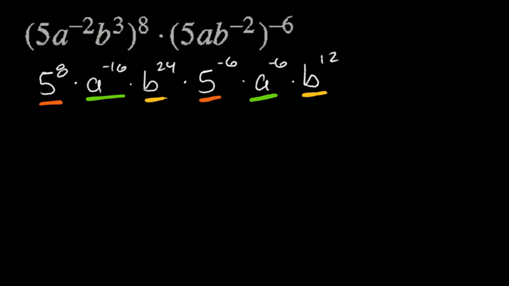So dealing with the 5s, I can rewrite this as 5 to the 8 plus negative 6, so I'm just adding those exponents, which is simply 5 squared. Let's do the same thing for our a's. I've got a to the negative 16th and a to the negative 6th, which is going to give me a to the negative 22nd power. And in terms of b, I've got b to the 24th and b to the 12th, which would be b to the 36th power.